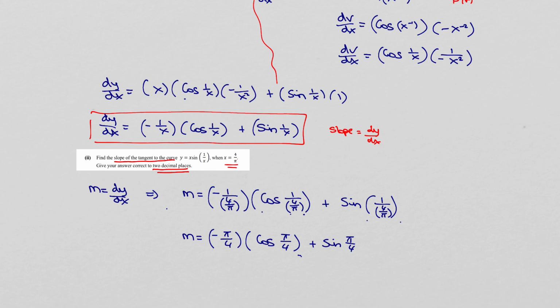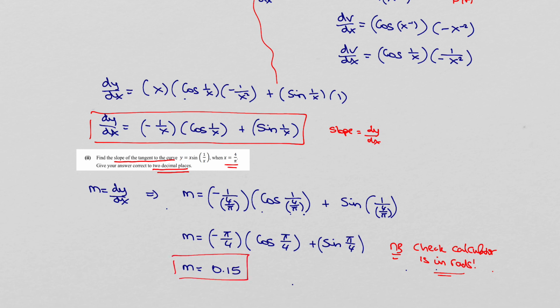So if you know that, you can either put that into your calculator in degrees, but because this is in radians, really, we should just be going straight to calculator in radians. So note, check your calculator is in radians before subbing in. Because if you sub it in and it's in degrees and you're putting in pi over 4 into your calculator, you're going to end up with an awful answer, okay? So when we put that into our calculator, we end up with, correct to 2 decimal places, the slope is equal to 0.15.